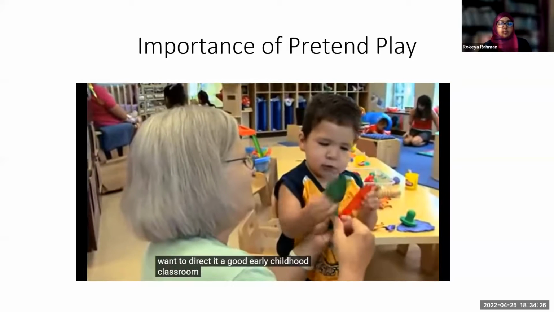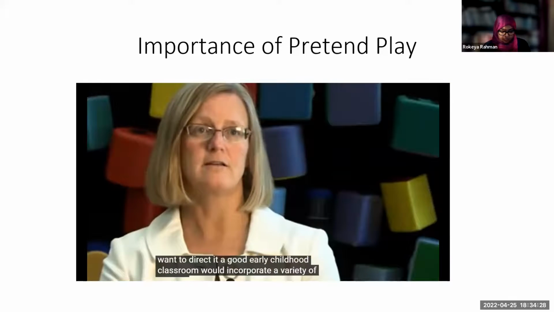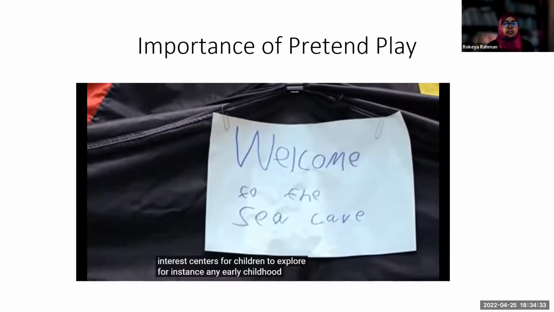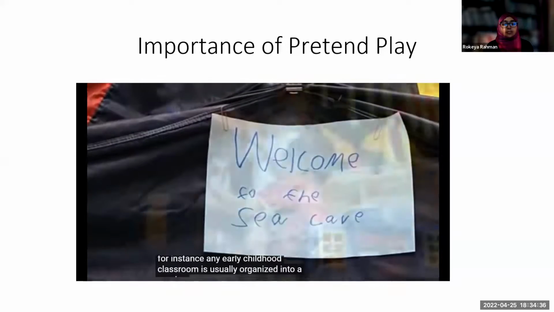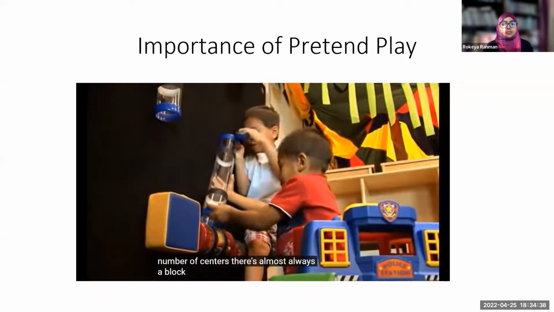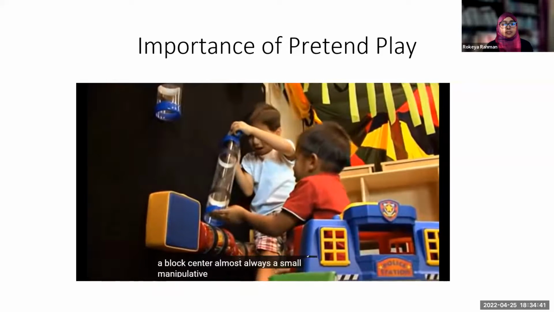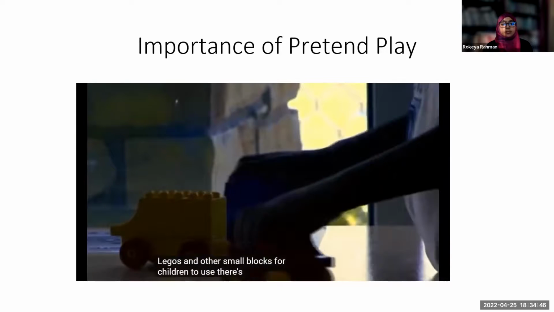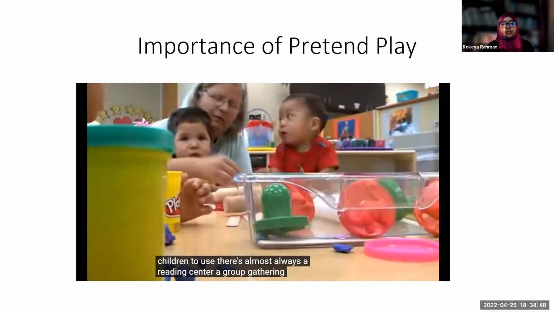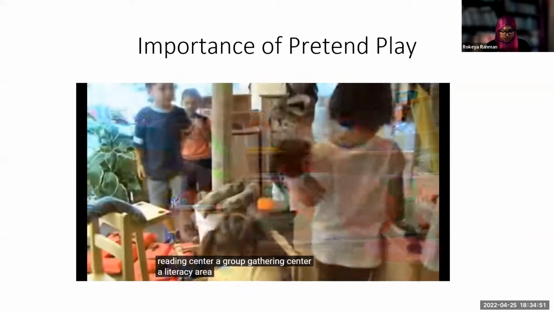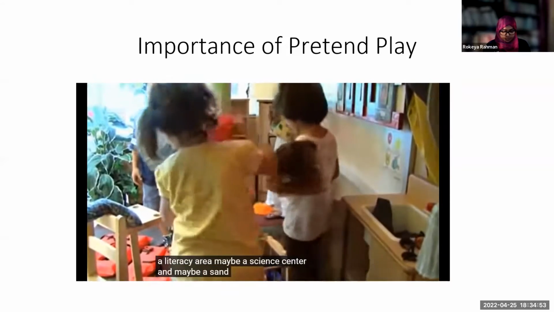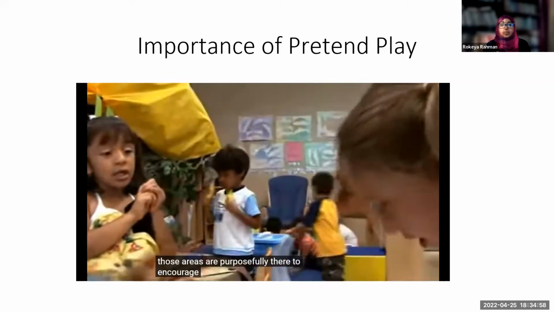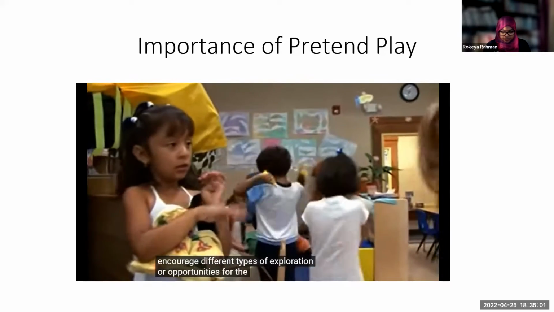A good early childhood classroom would incorporate a variety of interest centers for children to explore. Any early childhood classroom is usually organized into a number of centers. There's almost always a block center, almost always a small manipulative center where there are Legos and other small blocks for children to use. There's almost always a reading center, a group gathering center, a literacy area, maybe a science center, and maybe a sand and water table. Those areas are purposefully there to encourage different types of exploration or opportunities for the children to learn.